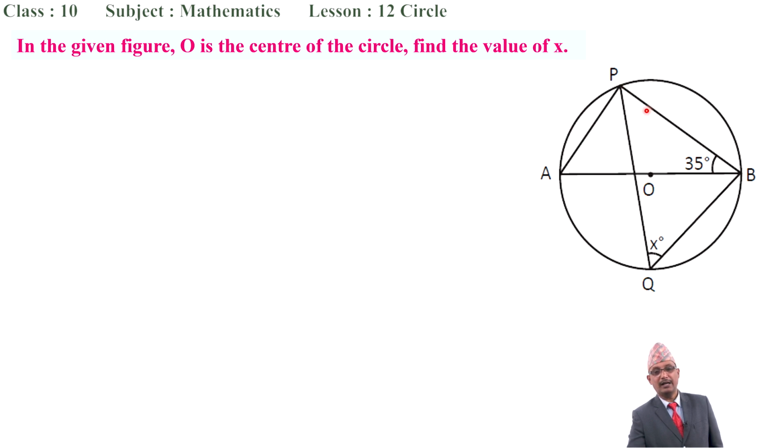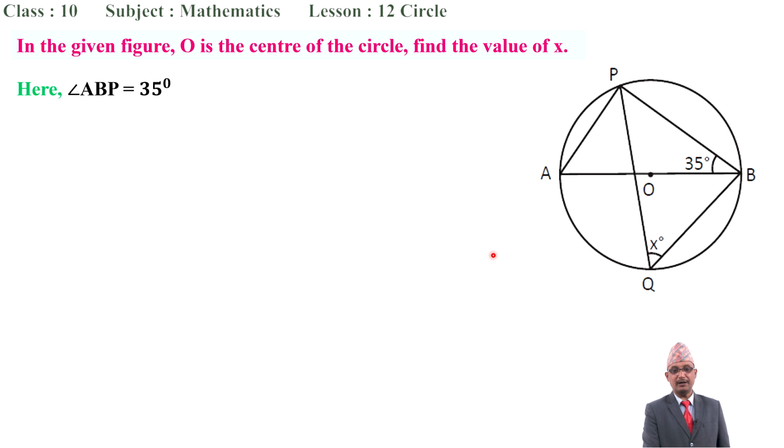We are given angle PBA, how many degrees? 35 degrees. So, how can you find the value of x from here? Firstly, write the given. Angle ABP is 35 degrees. Yes. And O lies on AB. So, AB is the diameter. And we have discussed that the angle made by a diameter at the circumference is called the angle in a semicircle. And we proved in the previous class, the angle in a semicircle is 90 degrees.